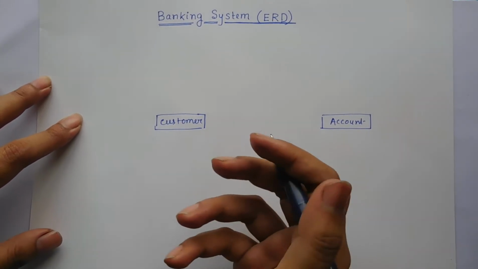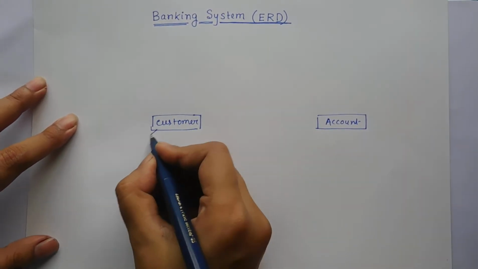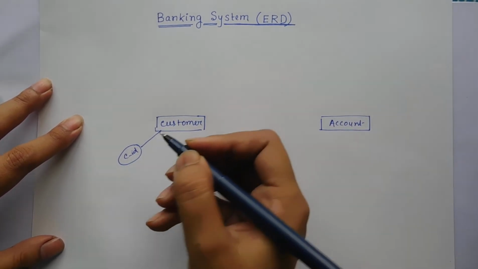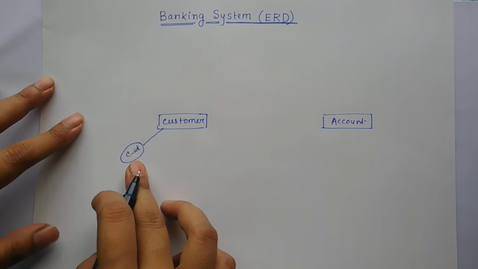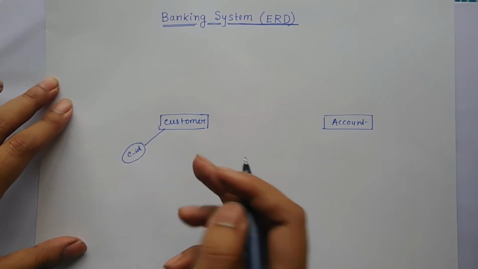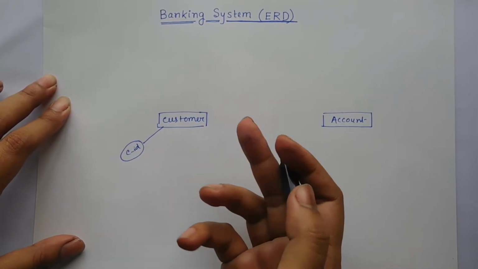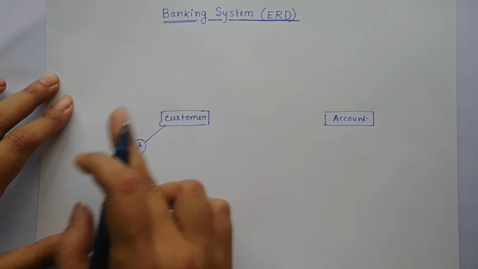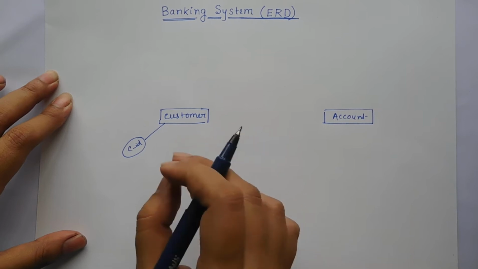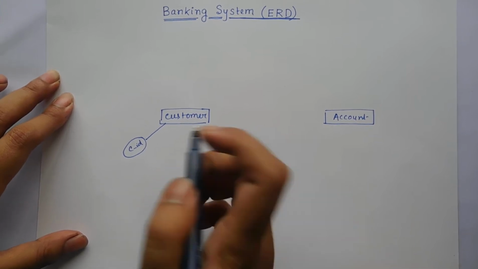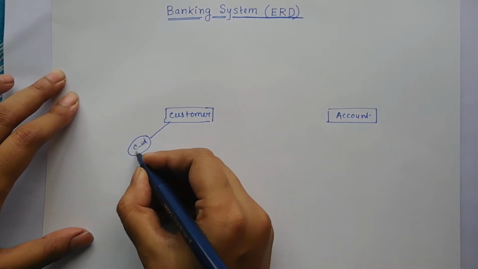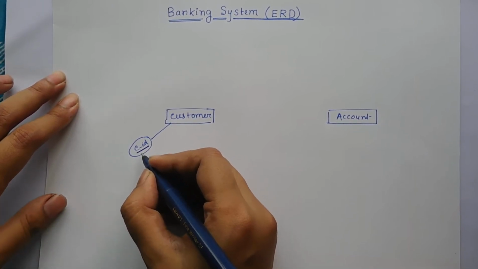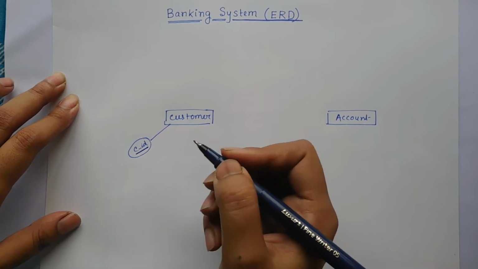Now what are the attributes of the customer? Customer ID, identification number, and customer ID is also a key attribute in this customer entity. What is a key attribute? Key attribute means which uniquely identifies the customer entity. That means primary key. And we draw a line under the text to define the key attribute.